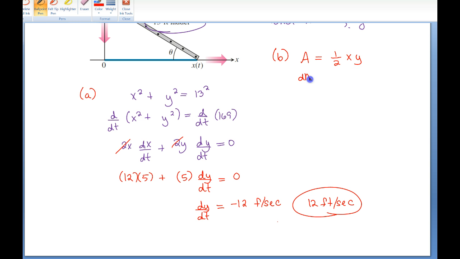So dA/dt is going to be 1/2 x dy/dt plus 1/2 dy/dt. Where's the y though? Oh, you're right. Hold on, I mixed that up. Let me rewrite that. It's 1/2 x times dy/dt plus 1/2 y dx/dt. There we go.